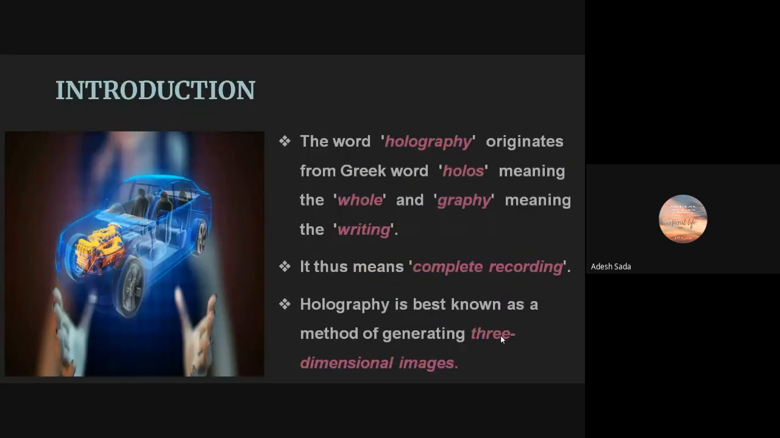Moving forward, what is holography? It originates from the Greek word holos, which means whole, and graphy, meaning the writing. It thus means a complete recording. Holography is a technique of recording the amplitude and the phase of the light wave from different parts of a three-dimensional object, for which holography is also best known as a method of generating three-dimensional images.